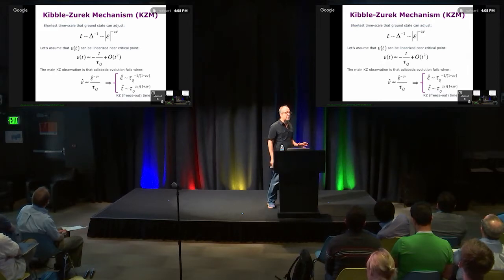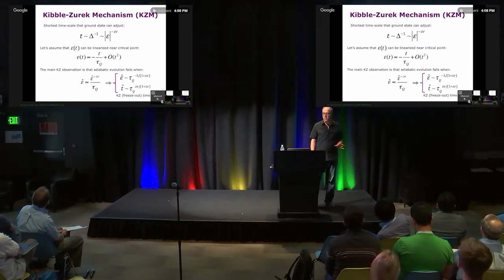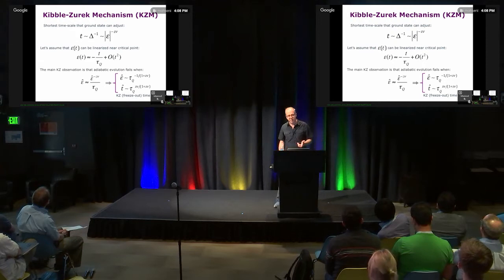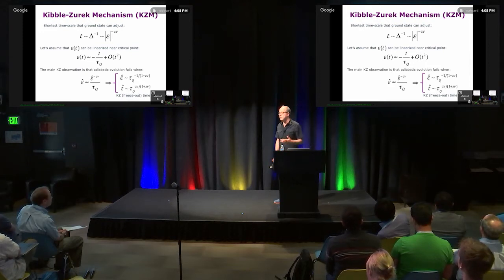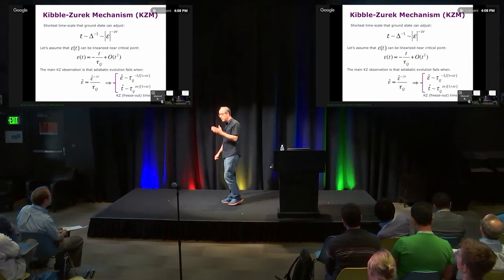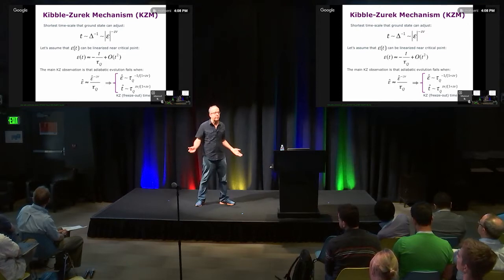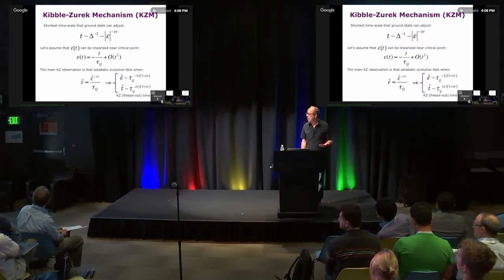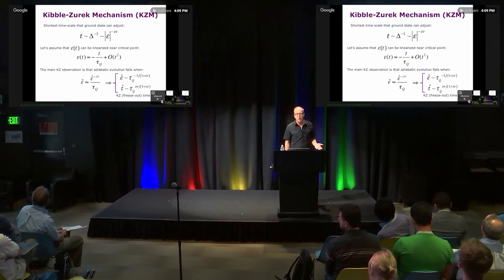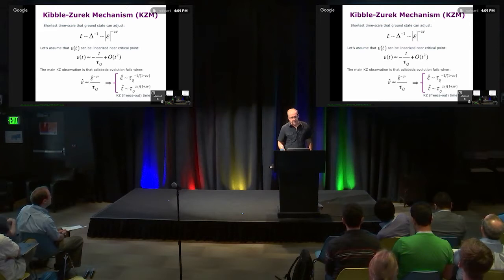It's a very simple idea. It's a phenomenological theory with two assumptions. The first assumption is that the time in which the system can respond adiabatically is 1 over the gap, and that's a very decent assumption. The second is that the value of epsilon can be expanded linearly over time with a coefficient which is 1 over the quench rate. And that's all.